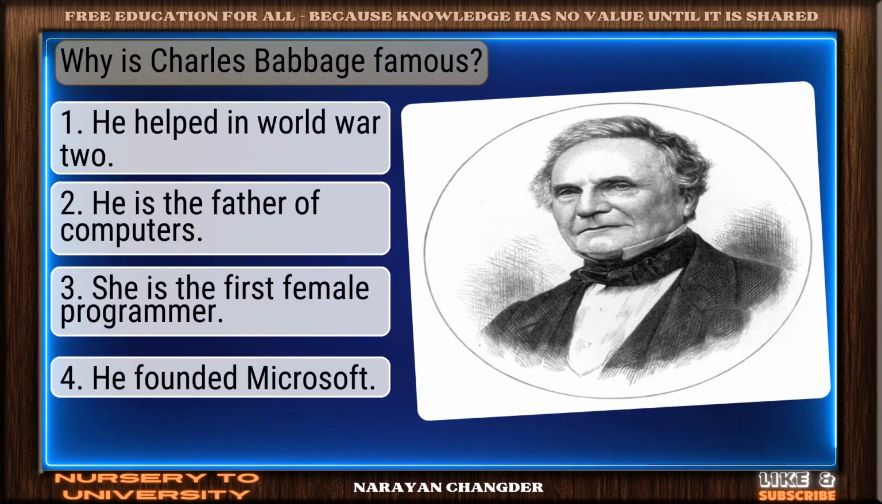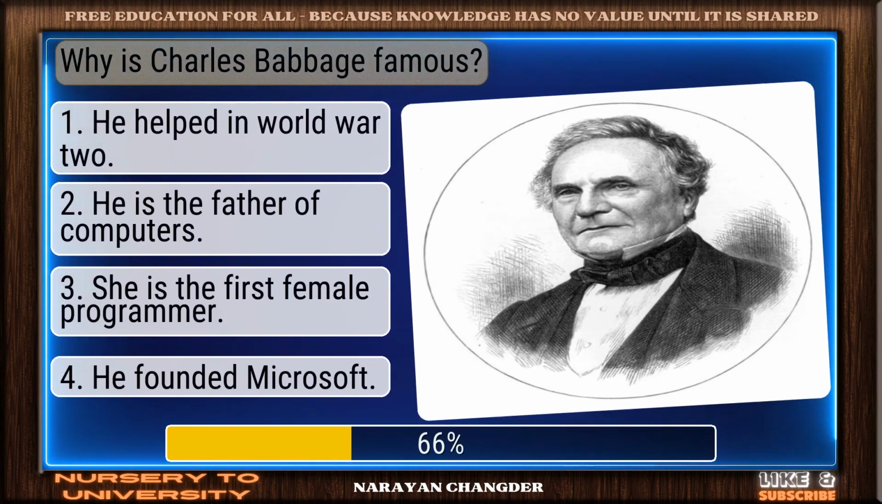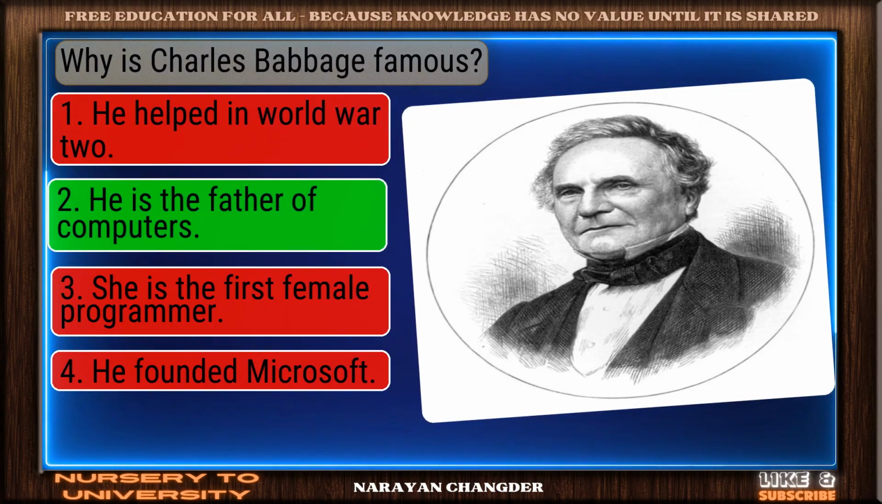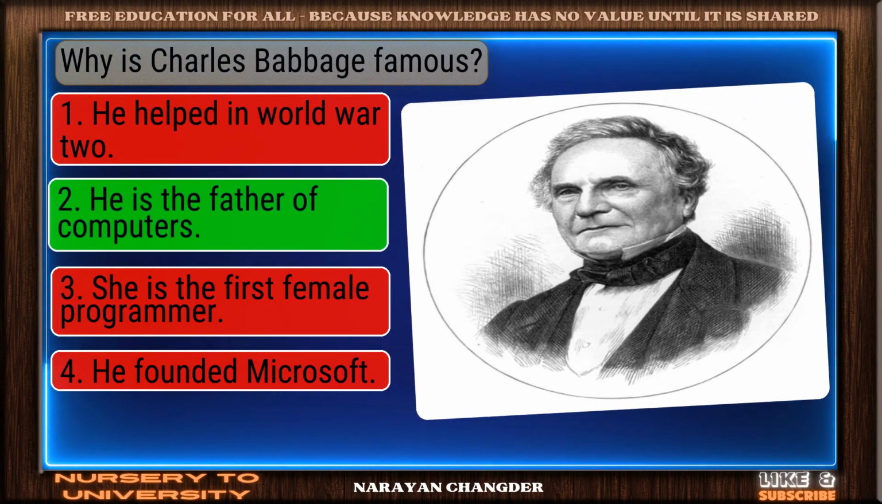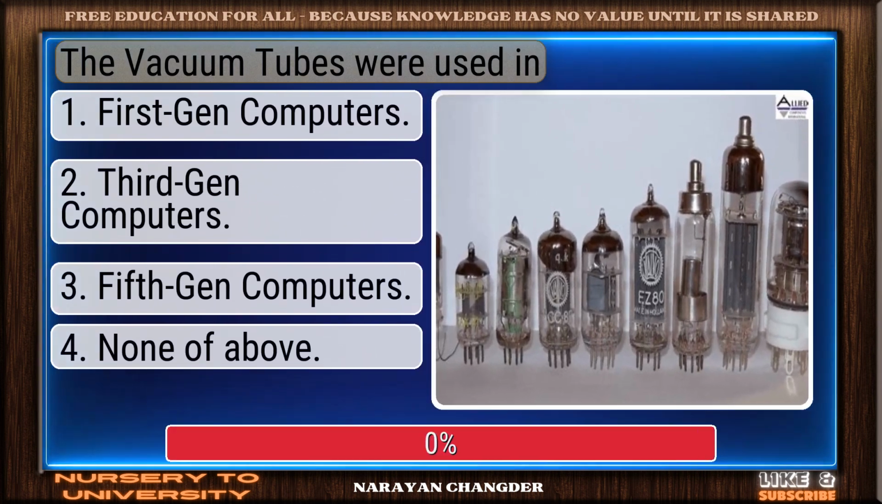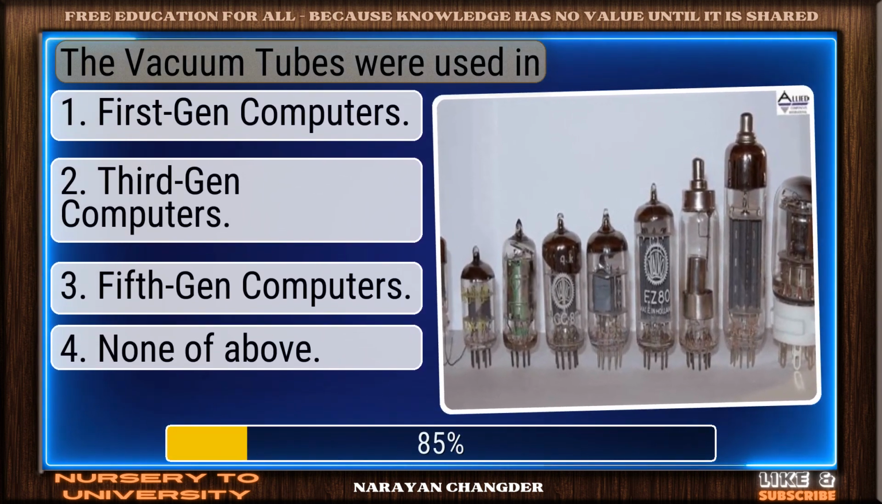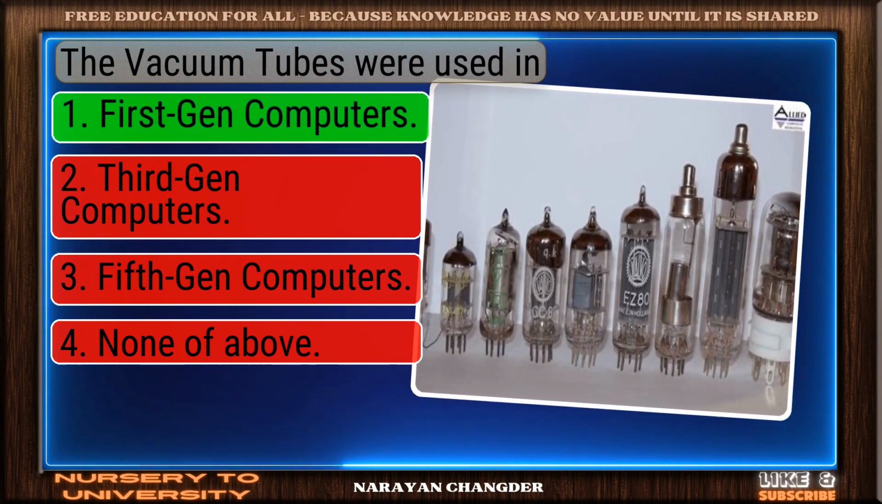Question number 73. Why is Charles Babbage famous? Nice selection. He is the father of computers is the correct and valid answer. Question number 74. The vacuum tubes were used in. Well picked. First-gen computers is the correct answer.